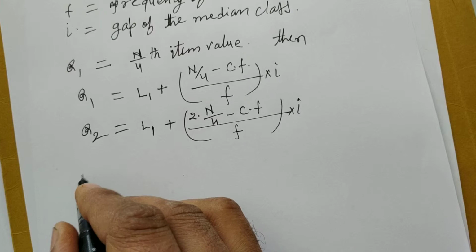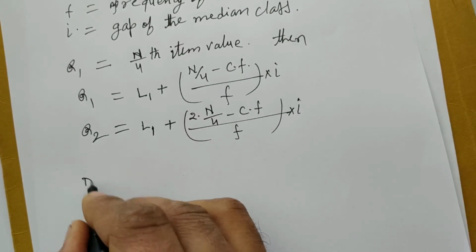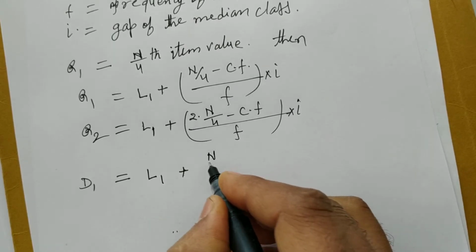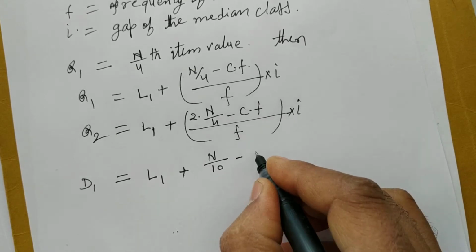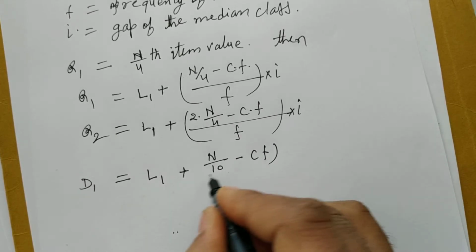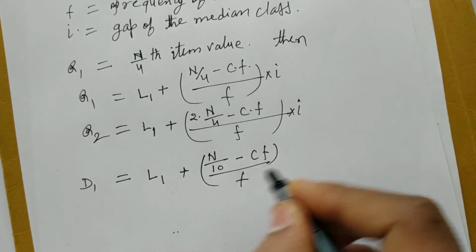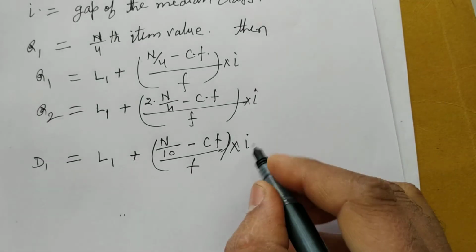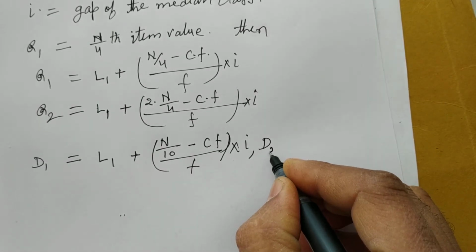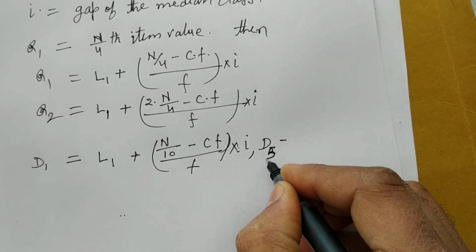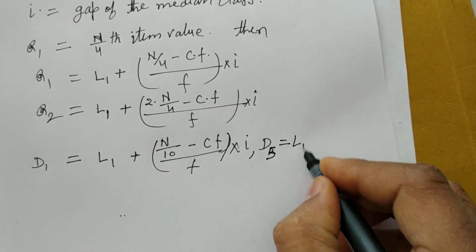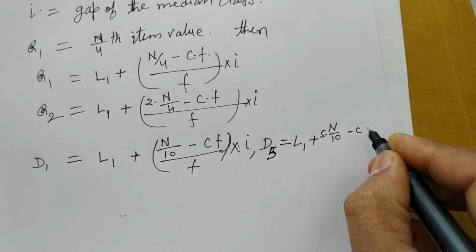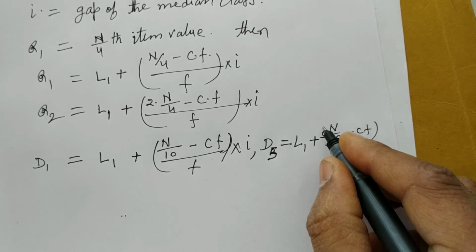Similarly, deciles can be defined as D1 is equal to L1 plus n by 10 minus CF upon F into i. And similarly, we can define D5 is equal to L1 plus n by 10 into 5 minus CF upon F into i.